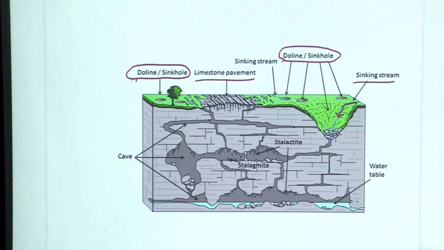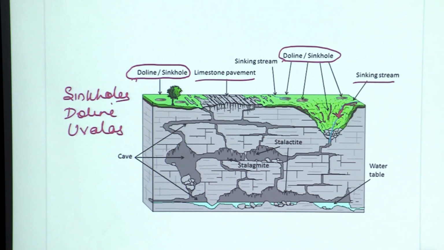Why has this stream started shrinking? Because either it has dissolved the area or there has been a collapse of it. So basically, when we talk about surface solutional features, we talk about sinkholes, dolines, uvalas and poljes.